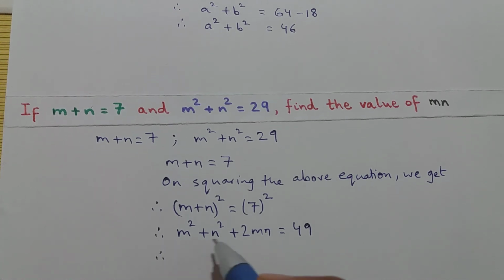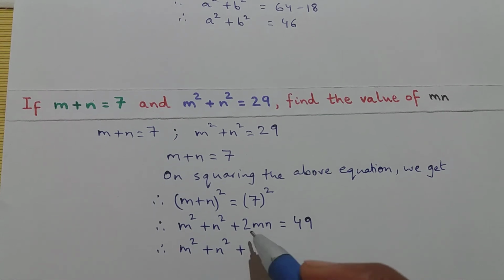Now m square plus n square plus 2mn, I can write as m square plus n square plus 2mn. Now 2mn means 2 multiplied by mn. So m square plus n square plus 2mn can be written as m square plus n square plus 2 into mn, and that is equal to 49.